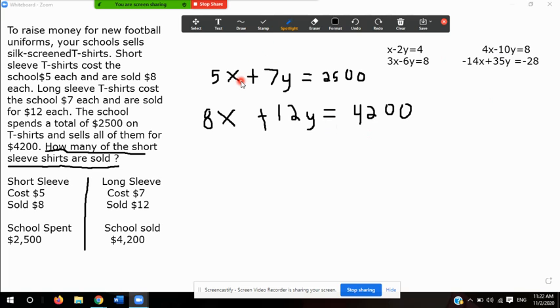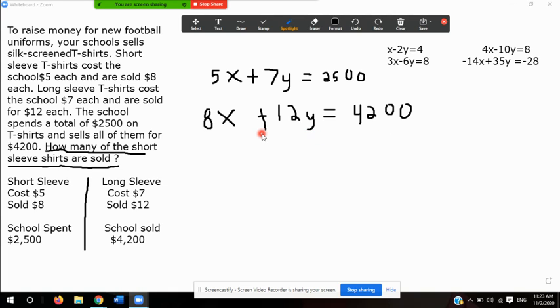Now, when we look at the information, we actually have two equations that are set. We have 5x plus 7y, x representing the short sleeve t-shirts, y representing the long sleeve t-shirts, equals 2,500, because 2,500 is how much the school invested. So basically the first equation is giving me the cost to the school. The second equation is giving me how much money they earned and how much they sold the t-shirts for. The short sleeve t-shirts were sold for $8 and the long sleeve t-shirts were sold for $12, and the school made $4,200.